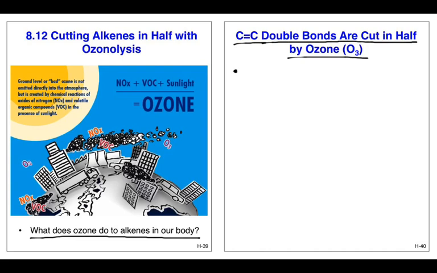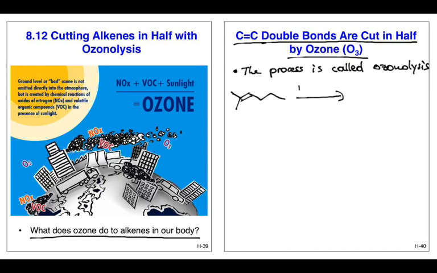That's why I want to show you what ozone does to our bodies. Essentially, it cuts carbon-carbon double bonds in half. The process is called ozonolysis. The lysis means cleave. You might have heard of cell lysis, which also means you cleave cells. So ozonolysis means you're cleaving double bonds with ozone. And here's how it looks, a process with actual chemical structures. So we start with an olefin, and you have a left part and a right part.